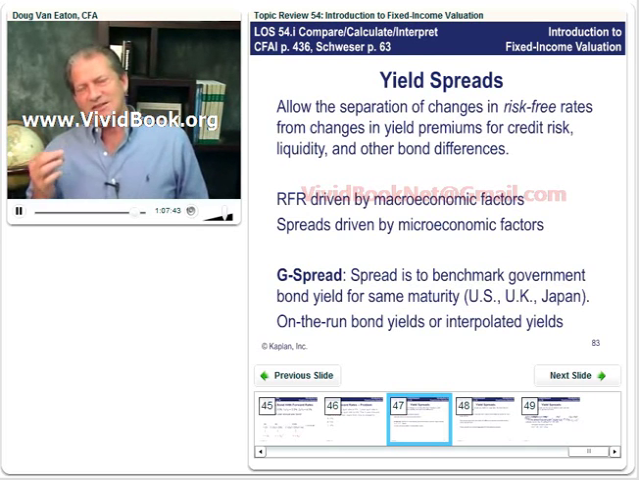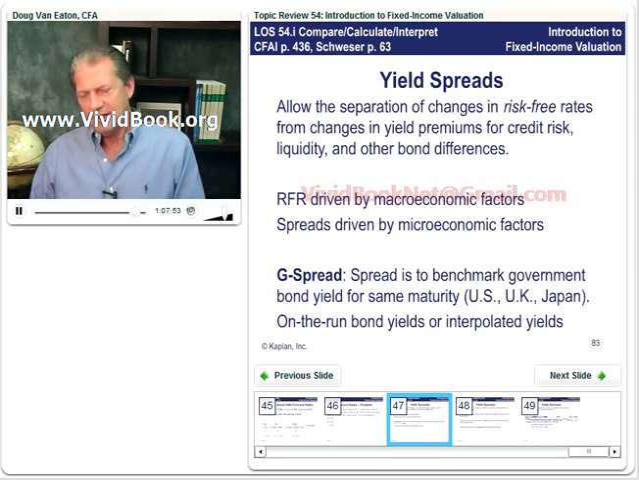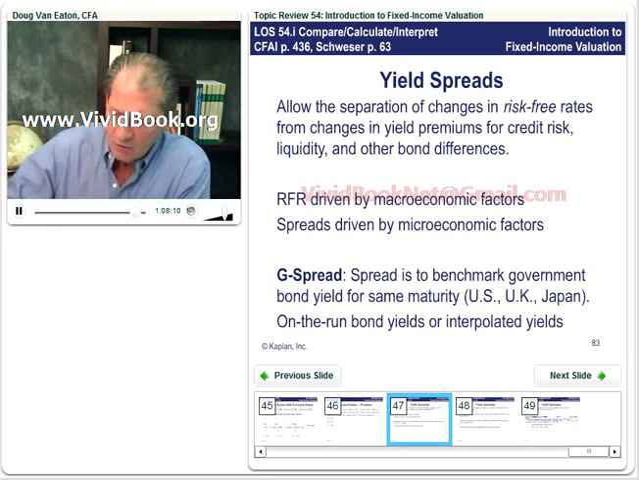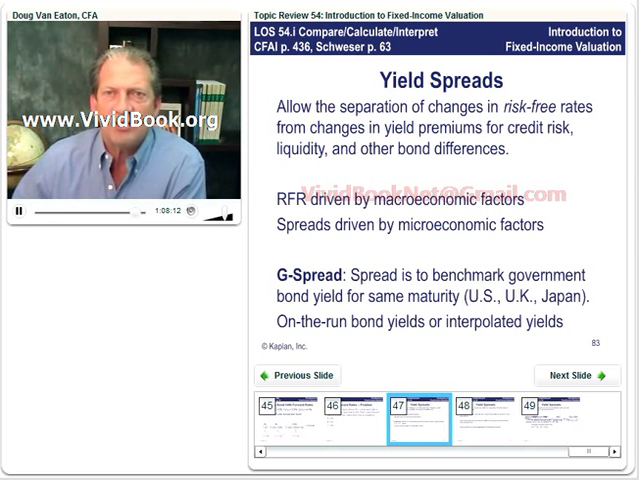So if I've got a 10-year corporate bond, I look at the yield on that, say it's 5%. I look at a 10-year U.S. Treasury bond, and it's 3.5%. Well, that difference between the yield to maturity on the same maturity government bond and the corporate bond, that's our G spread. It's the difference in yield to maturity on those. And we'll use on-the-run bond yields or those interpolated yields for the government bond yield curve.